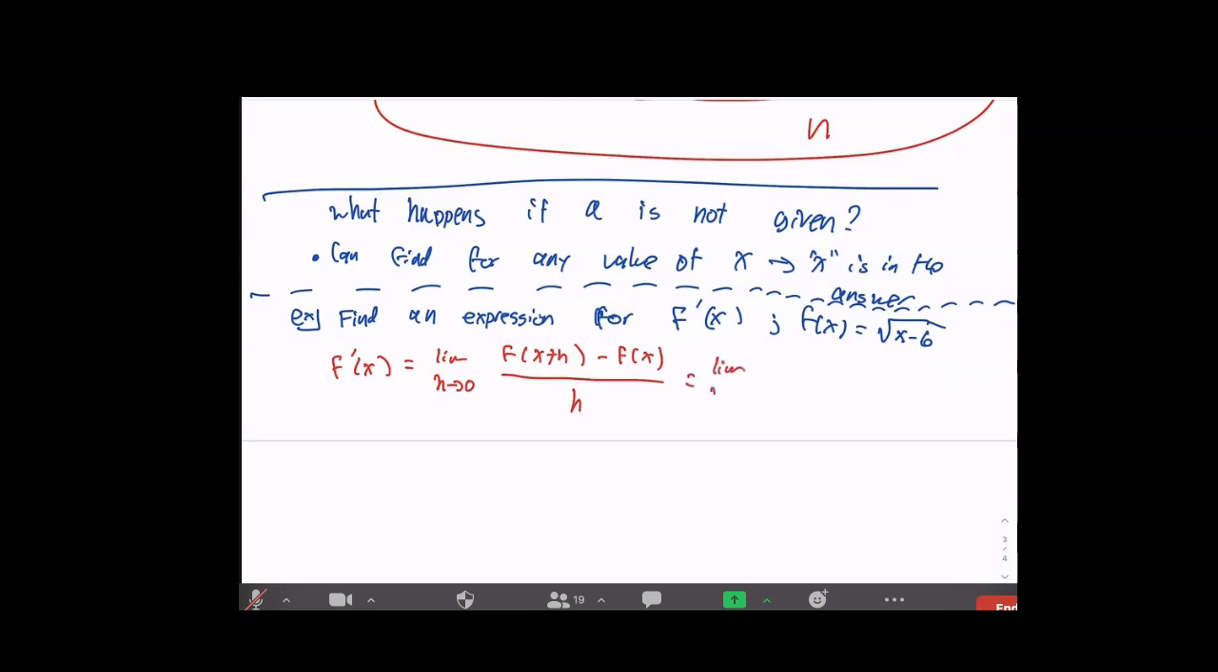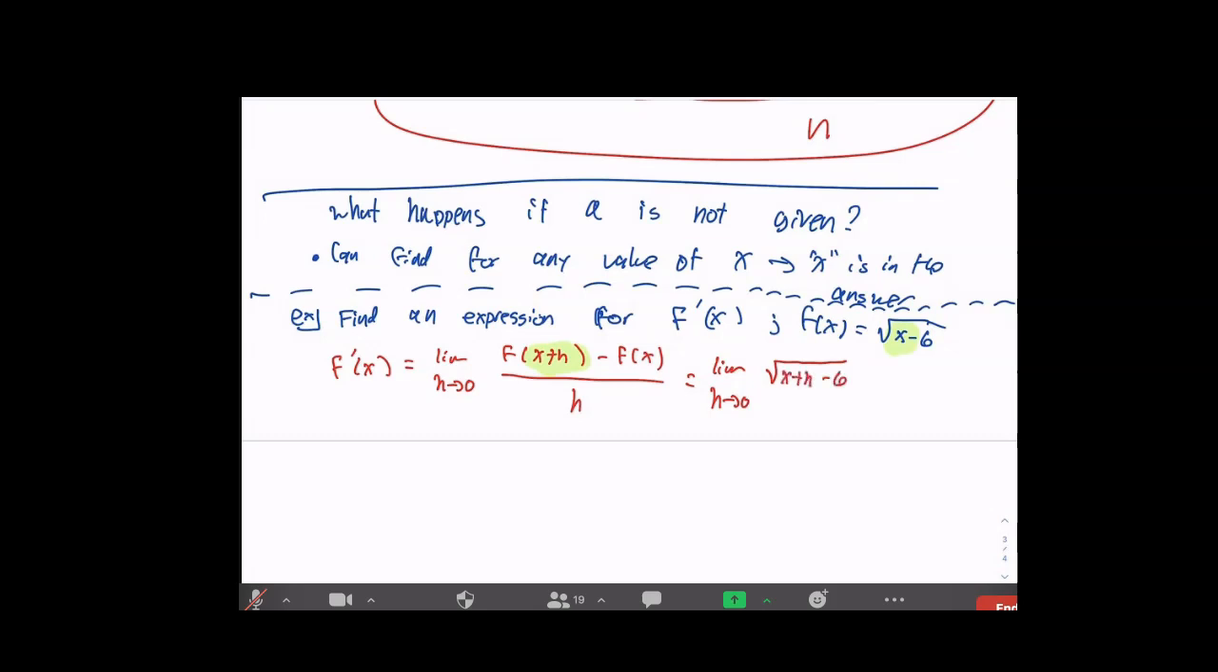This is equal to the limit as h approaches 0 of, now we're going to use the actual function, square root of x minus 6. So my first part would be the square root of, now I'm going to replace the x with x plus h. So what now is underneath the radical, where I'm turning all the x's into x plus h's? What do I get? Is it x plus h minus 6?